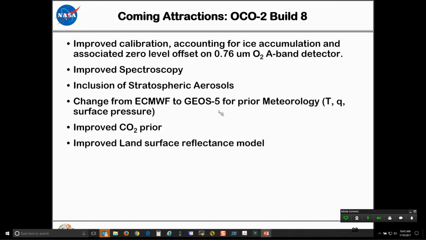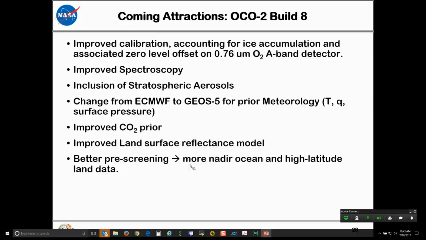We improved the land surface reflectance model. In the previous data product, we assumed that all land surfaces were exactly Lambertian. Now we assume that they have a small non-Lambertian component to them. It seems to improve things over some of the TCCON sites. We've done some better pre-screening, and this better pre-screening is yielding a lot more nadir ocean and high latitude land data. So you're going to see a larger data set coming down the pike in coming months.